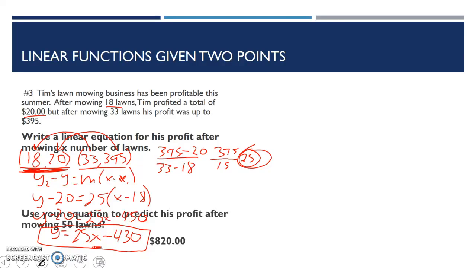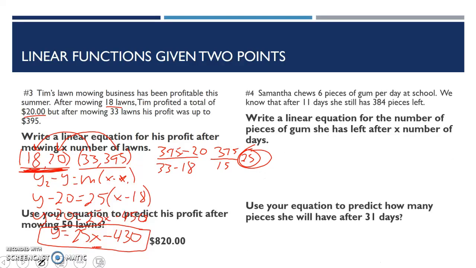So let's take a look at a different situation. Number 4 is a little bit different because I'm not going to give you 2 points like I did here. Here I gave you 2 specific points. But let's read it and see if you can figure out what type of information you are given here.